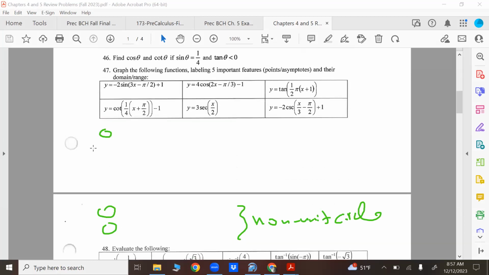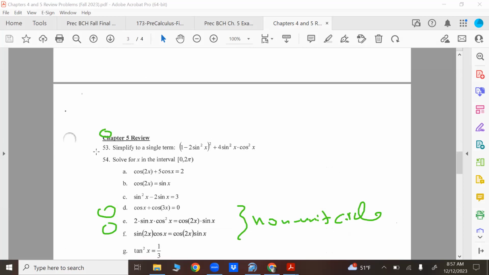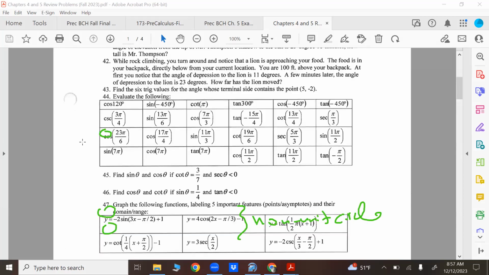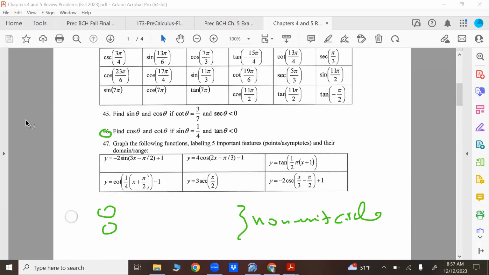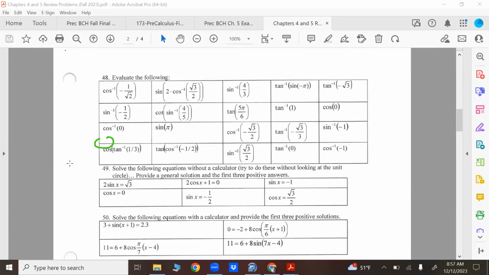I mean, 47, you should know those graphs. I'm not really going to ask that, because I'm just going to give you a graph. You should know how to make these graphs, and you should know 47 also. But more specifically, I'm going to give you a graph and you write the equation from it. If you could do 47, you'll be fine for the final. Definitely 48 for sure, inverse trig. Don't waste your time with those.